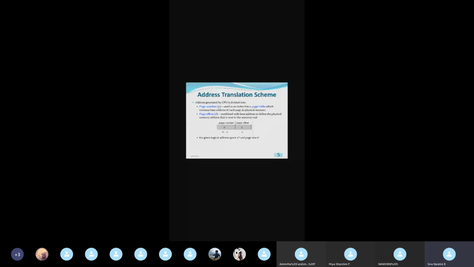Okay, if the page number is m minus n bits, it means the page offset will be of n bits, and from that we can obtain the logical address space, that is, the capacity of the logical address. The capacity of the logical memory is 2 power m. Here I told you we may have different pages, of some 10 KB or 20 KB. The page size is denoted by 2 power n.